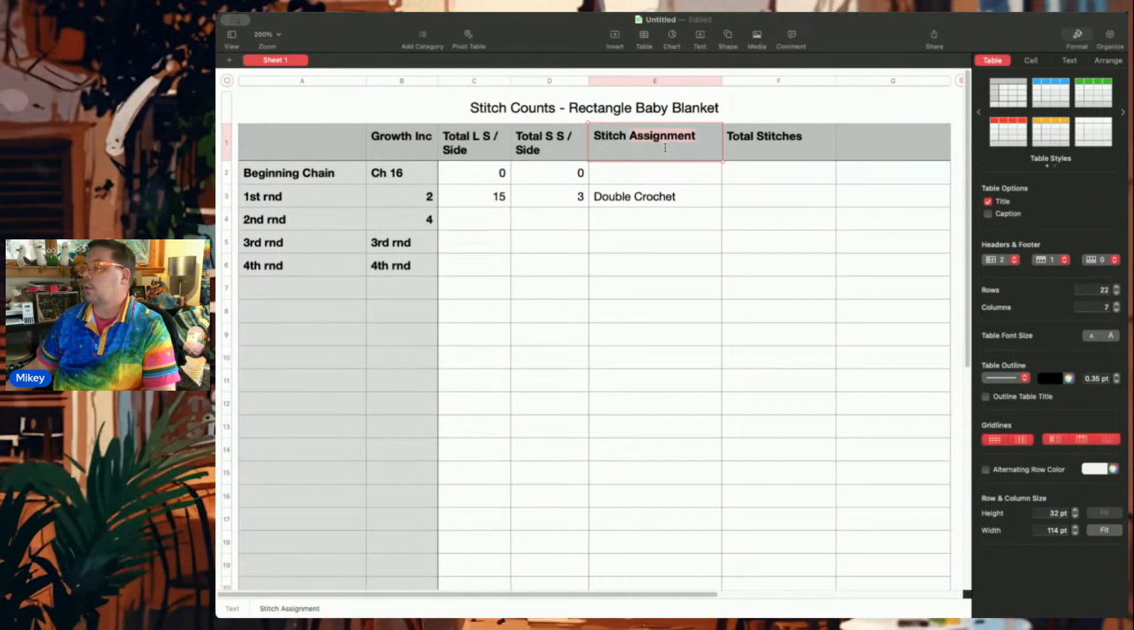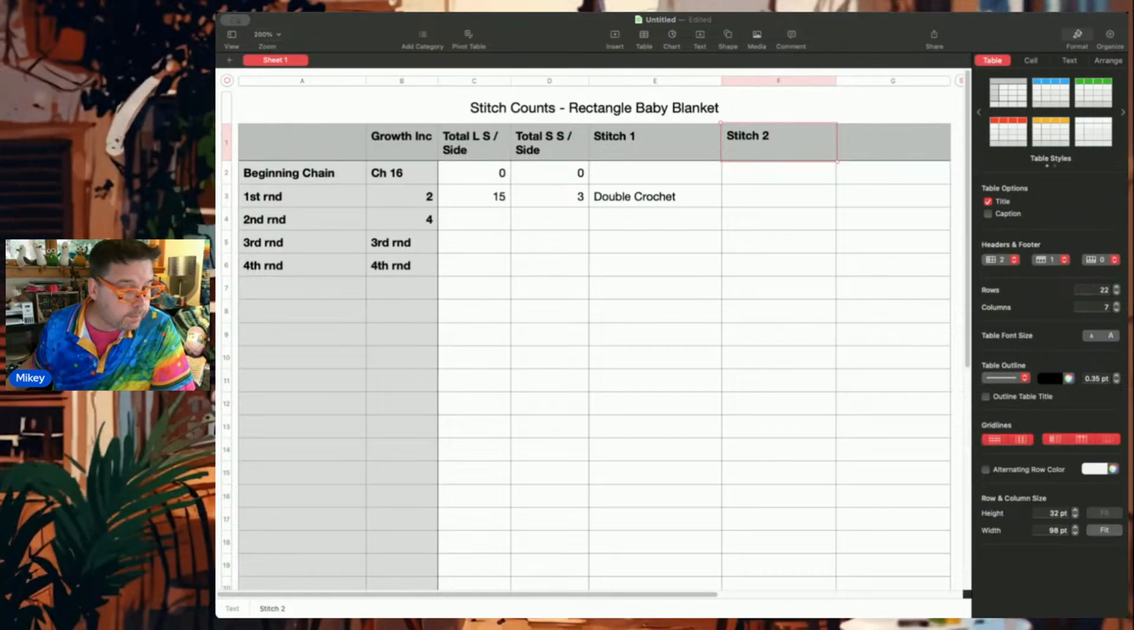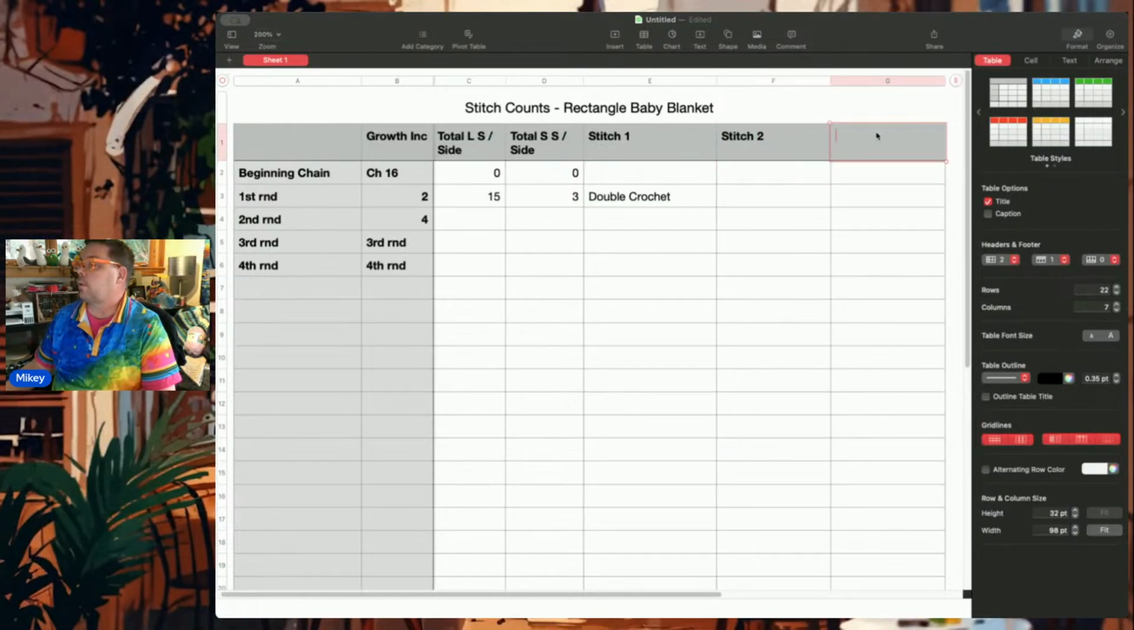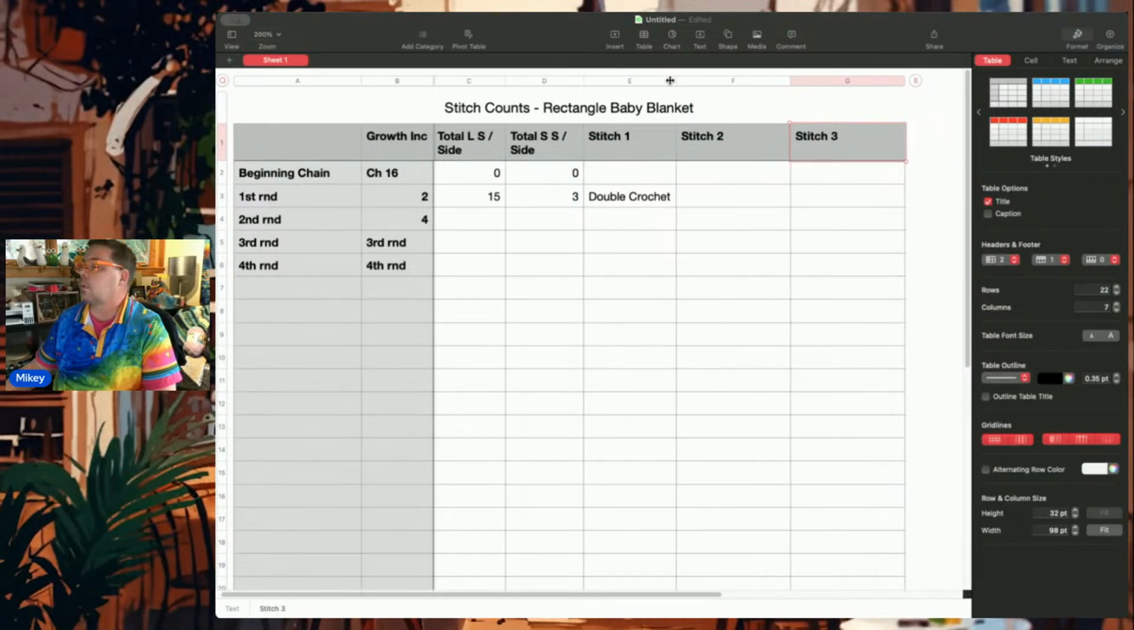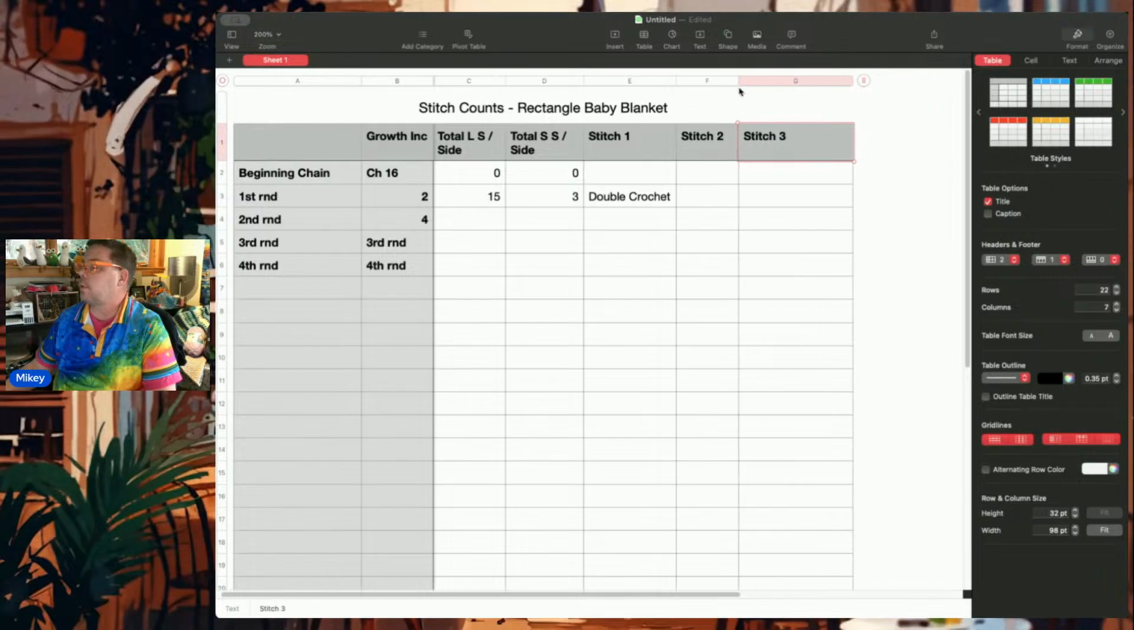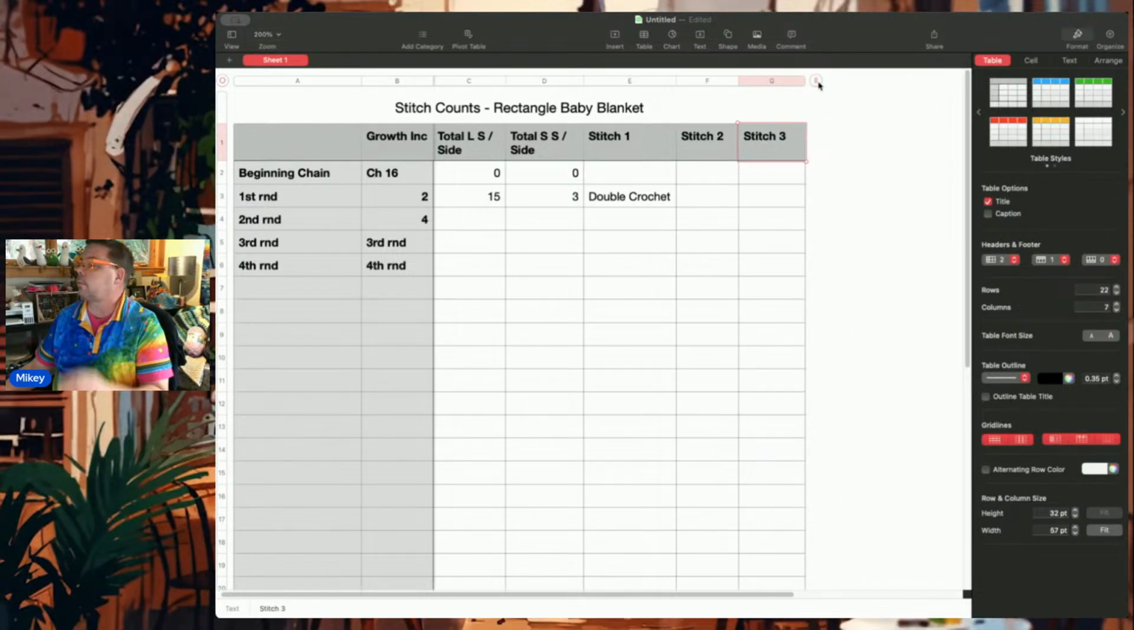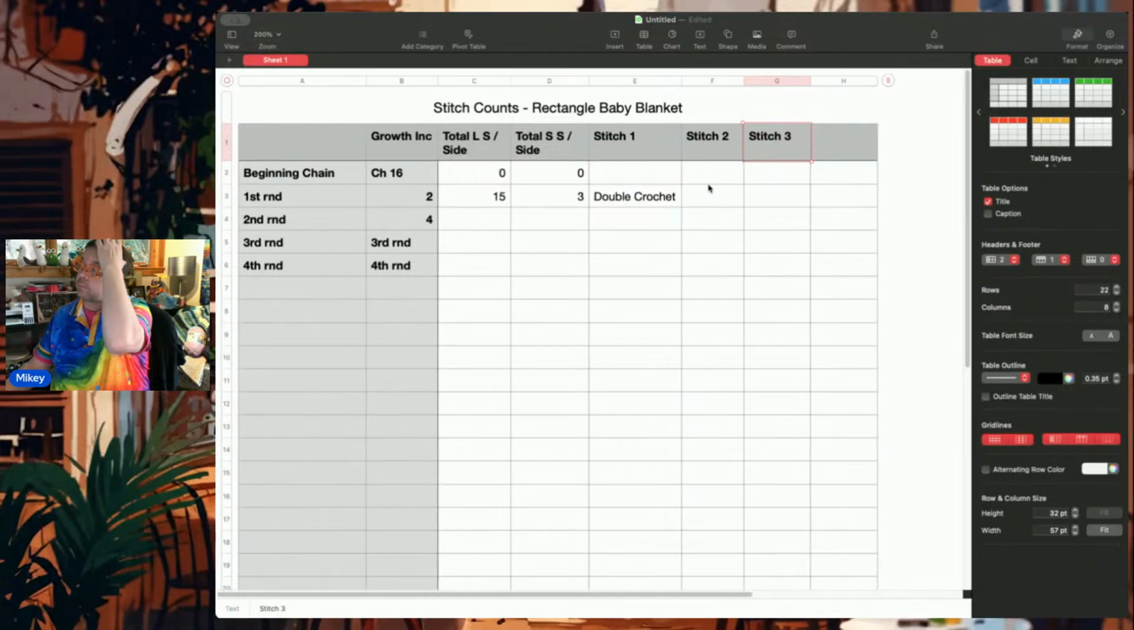So we're going to total stitches per side, a stitch assignment. There's usually 2 stitches involved. So stitch 1, stitch 2, and is there 3 stitches per side? Yep, there is stitch 3. Sometimes there is double crochet, sometimes there's other stuff, or we just have to add another one. So that's the only stitch in there. The growth was 2.